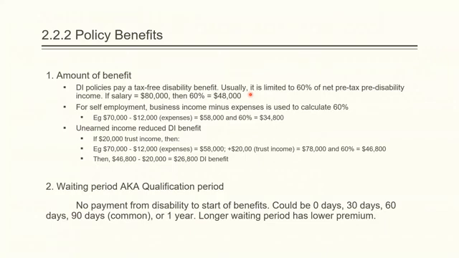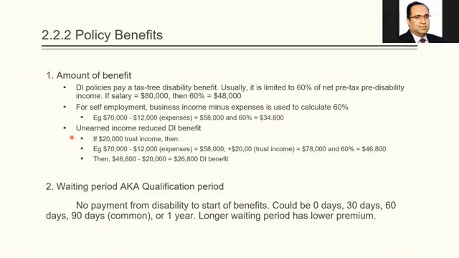So for the self-employed, the way to calculate is the business income minus the expenses. So the net income is used to calculate the 60%. In this case, if 70,000 is the business income, we minus the $12,000 expenses. So we get $58,000, and then 60% of that will be $34,800. So that will be the calculation for self-employed.